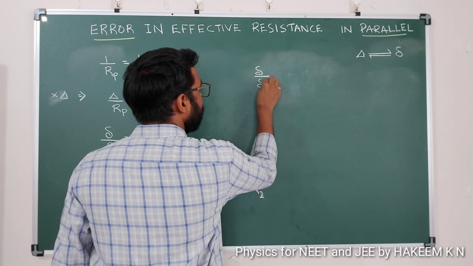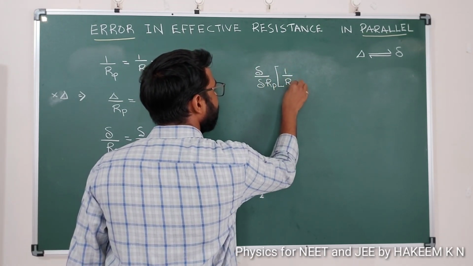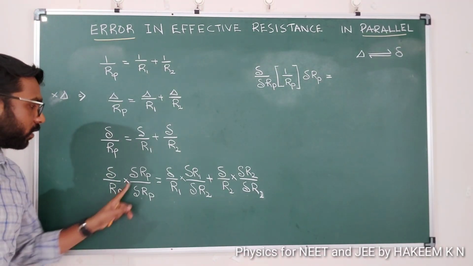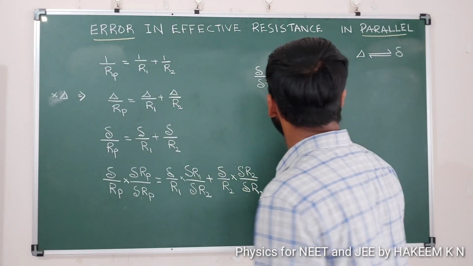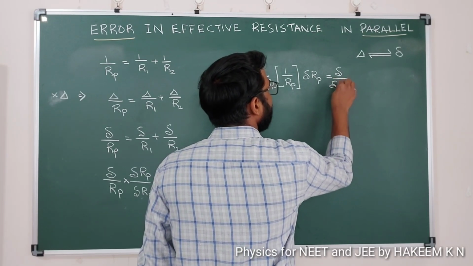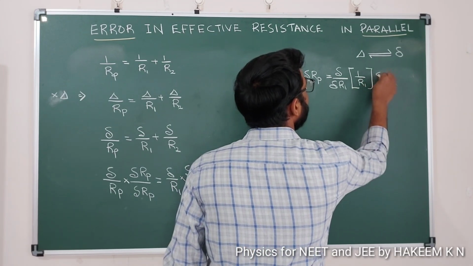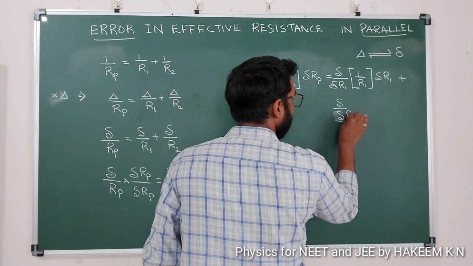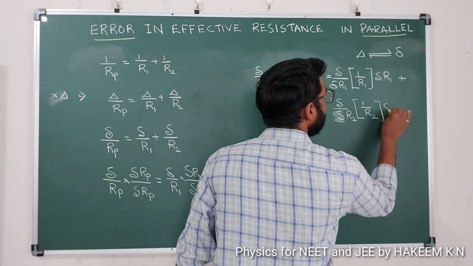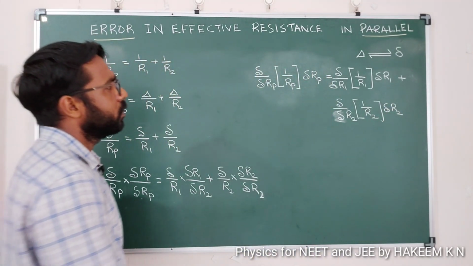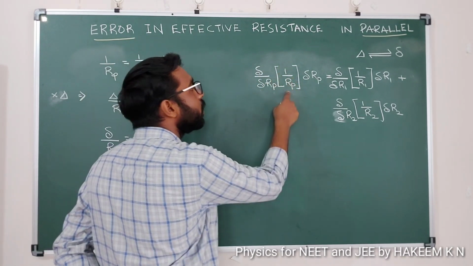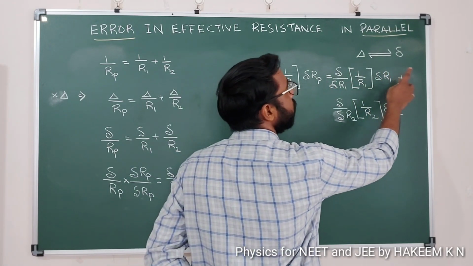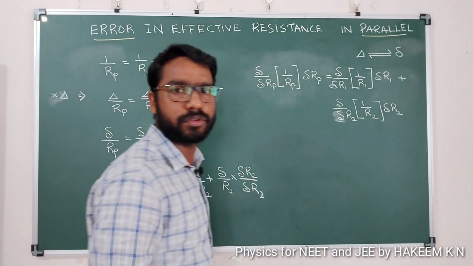Dou by dou Rp of 1 by Rp into dou Rp equal to, like that we can do on the RHS too, dou by dou R1 of 1 by R1 into dou R1 plus dou by dou R2 of 1 by R2 into dou R2. Okay.